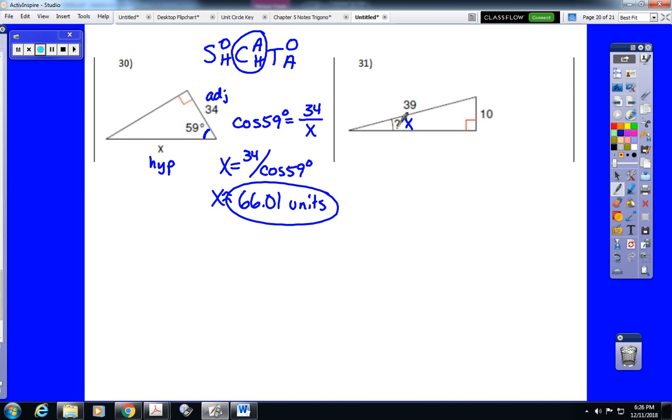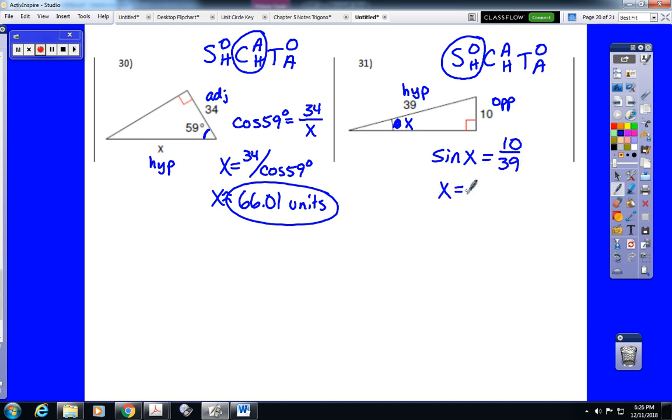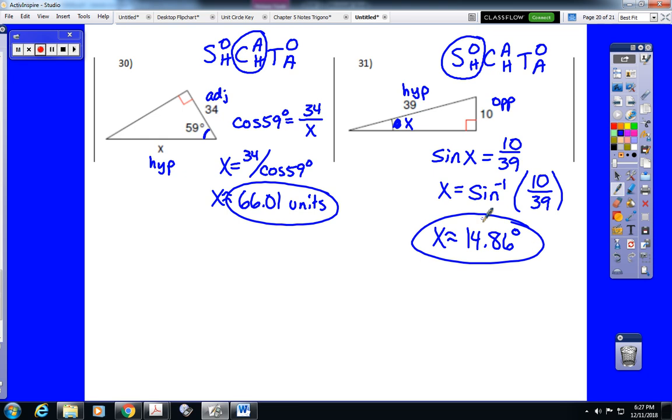Final problem like this, final SOHCAHTOA problem, involves 10, which would be your opposite, and 39, which would be your hypotenuse. Again, the key skill here is being able to identify which trig function to use. Opposite and hypotenuse would be a sine. So sine of x equals opposite over hypotenuse. X is the variable, the angle, so we'd use an inverse sine of 10 over 39, and our answer would be in degrees. So feed the calculator. Second sine, 10 divided by 39, would be 14.86 degrees. That should take care of that section.